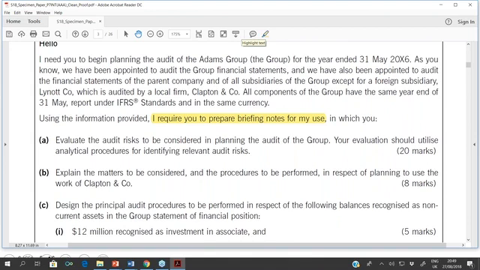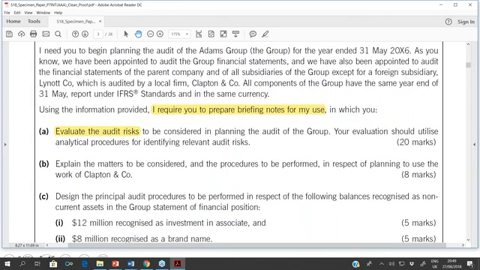Then what should you be doing in the briefing note? Evaluate the audit risk. That's the first requirement. Just like the previous question number 1, you have to evaluate the audit risk, and your evaluation should utilize analytical procedures. So now you can see the requirements, which are the same as the question number 1 you used to see in the previous format.